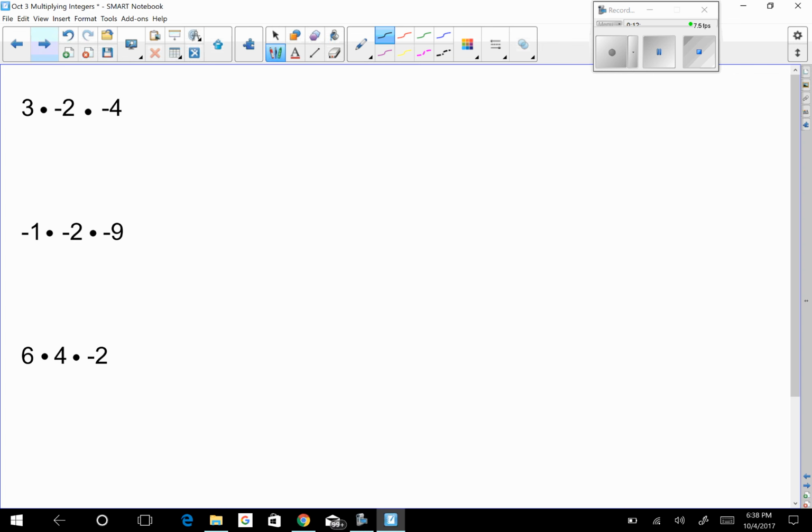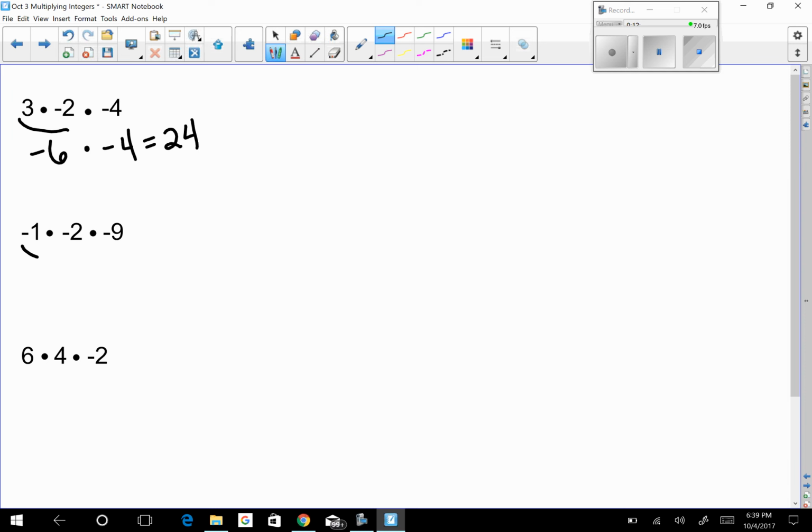Do a couple more. These, remember we've done a bellwork problem kind of like this. We said that you just multiply all three numbers together. So you do these two first, and then you'll multiply that third one. So 3 times negative 2, they have unlike signs, so it's negative 6. And then you have times negative 4. They have like signs, so our answer is going to be positive, and 6 times 4 is 24.